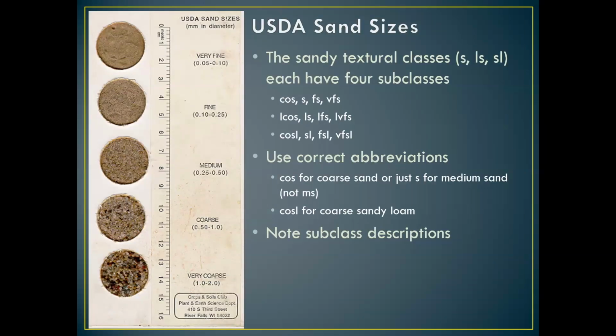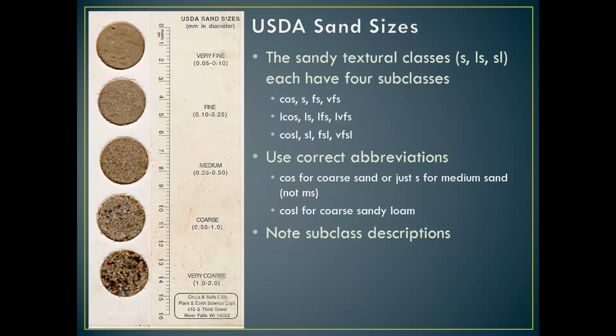We use the USDA classification system for soil, and there are 12 textural classes, but there are also 5 sand classes. So we have very fine, fine, medium, coarse, and very coarse. And that breaks out, even though sand is between 0.05 and 2 millimeters, the different sand is different categories. So very fine sand is between 0.05 and 0.10.